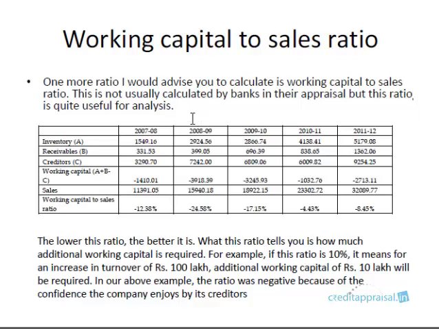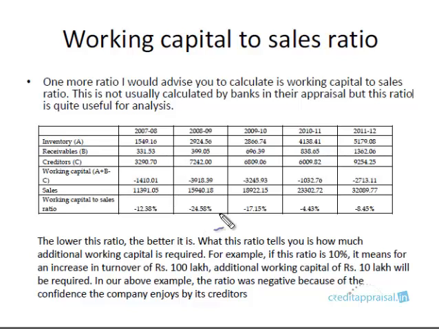Okay. So one more ratio you can calculate is the working capital to sales ratio. It's just the ratio of working capital to the sales. So what is working capital? It is inventory plus receivables minus creditors. This is a major portion. You calculate it as a percent of sales, and you get one more ratio.